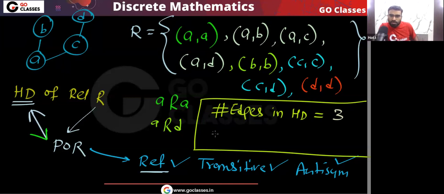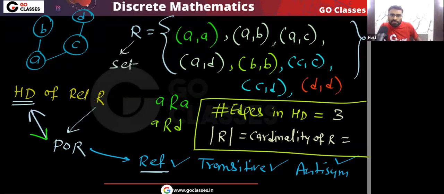Another question I'm asking you is the cardinality of relation R. Cardinality of relation R will be how many elements are there in R, because every relation is a set. In this relation, how many elements are there? 1, 2, 3, 4, 5, 6, 7, 8. Total 8 elements are there. So I can say the cardinality of relation R will be 8. Okay, understood? Please tell me.